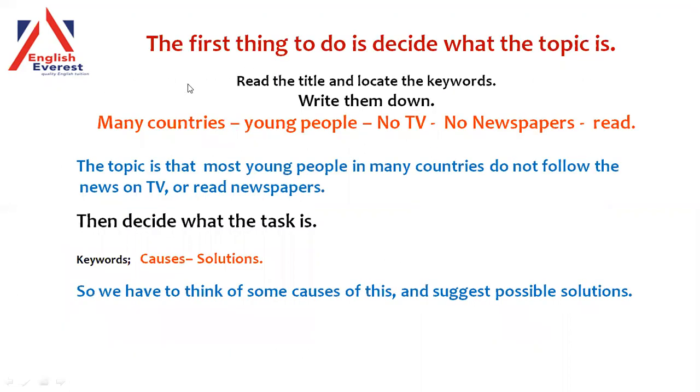So the first thing to do is decide what the topic is. Write down your keywords. Many countries, young people, no TV, no newspapers, read. Doesn't have to be in that order. You could say many countries, young people read, no newspapers, no TV. As long as those words make sense to you and you can identify the topic from them. That's the most important thing.